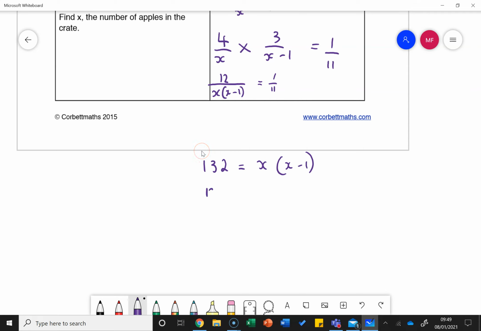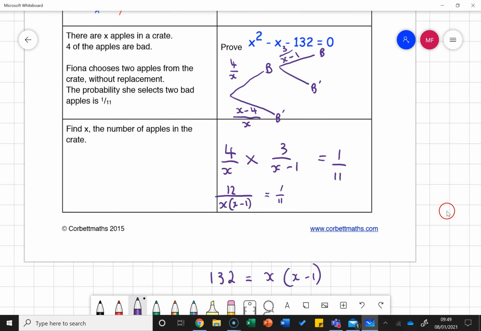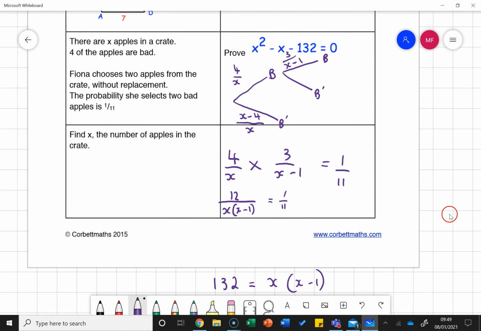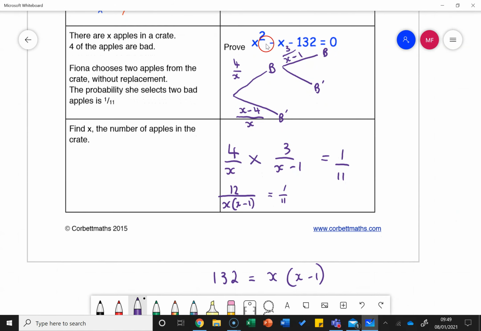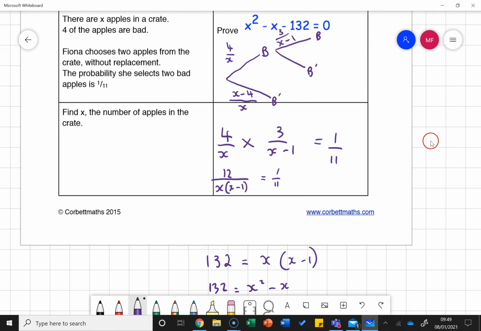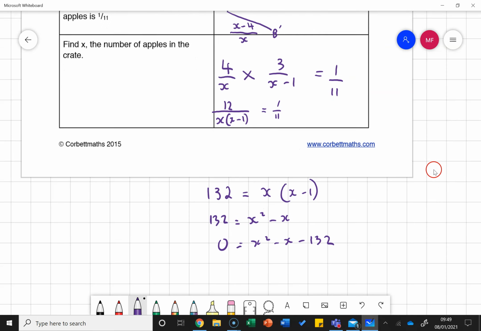Let's expand it and get it all to one side. And I think we've got what we want, although I can no longer see what we want. Let's just have a little peek. Was that what we wanted? Yeah, there you go. X squared minus x minus 132. Yeah, just there. Okay, so that's that bit.